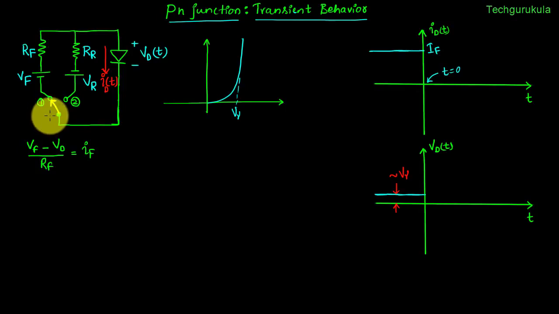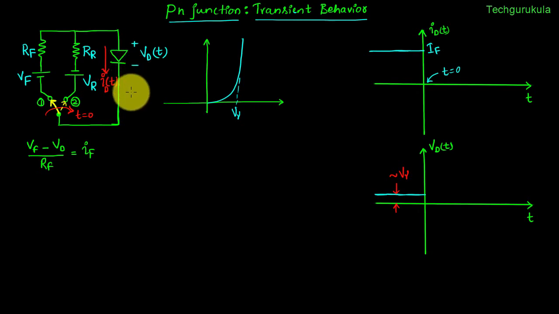And now, let's say at t is equal to 0 exactly, the switch is thrown from position 1 to position 2. So when t is greater than 0, VF is disconnected from the circuit and VR is connected. Which means VR would be reverse biasing the diode. But immediately after t greater than 0, we want to know how the diode reacts to this situation. But for sure we know that if we leave the switch in position 2 for quite some time, the diode would reach steady state in reverse bias.